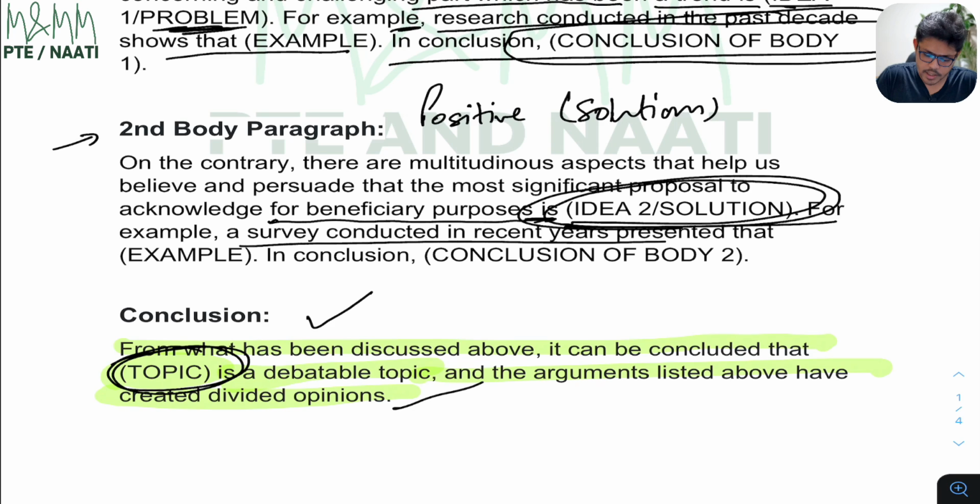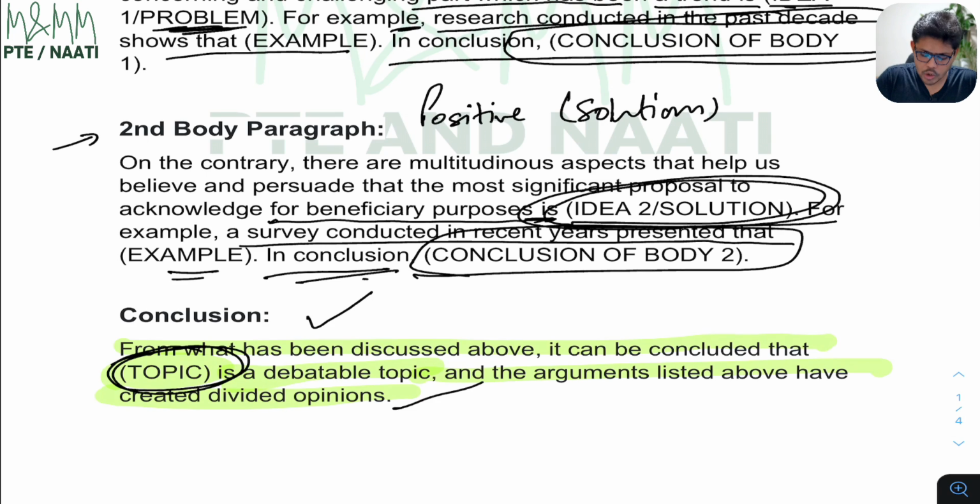For example, a survey conducted in recent years presented that 70% of people above the age of 30 spend more time with their friends and families and have a better relationship compared to people who don't. Now I've given an example that supports my idea, where I say that if you spend more time with your friends and families using some local community work, some social work, your relationships are better. In conclusion, social work is a great way to spend some time with your community and to be close to the people around you. Done. Okay.